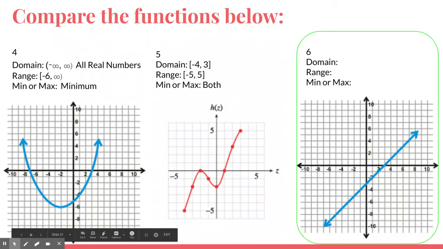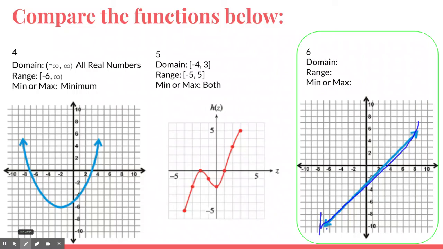Alrighty, last but not least, we're looking at domain and range for this very last piece. What you should notice is it is a straight line, and a straight line means it goes forever in a direction on both ends. So not only is it going forever left and right, but it's also going forever top and bottom. So if it goes in both directions for the domain, you can write all real numbers. For the range, you can write all real numbers.